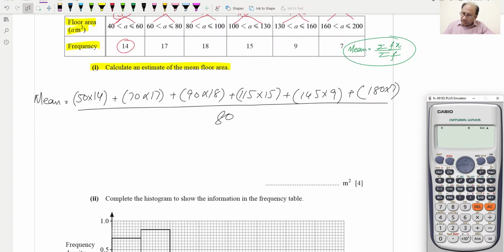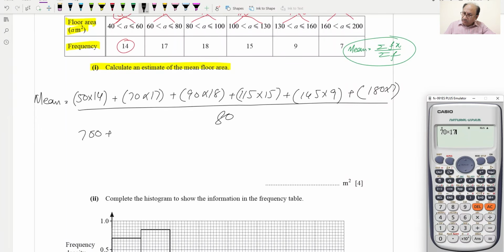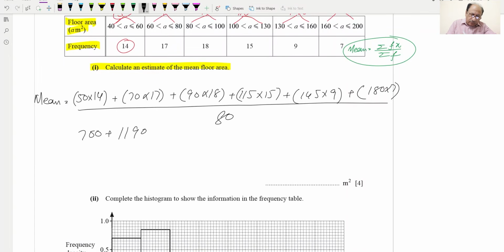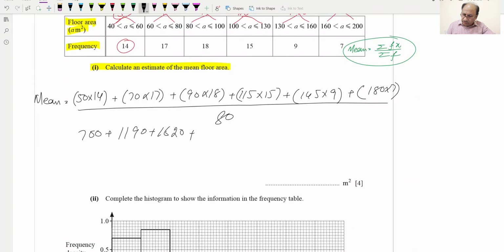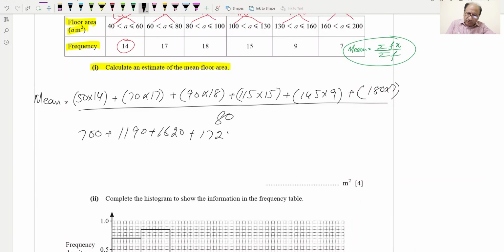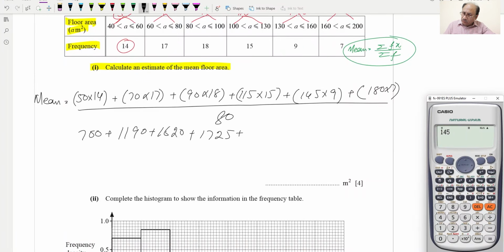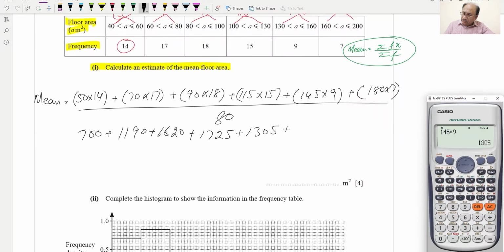Let us do it in steps. 50 multiplied by 14 is equal to 700, plus 70 multiplied by 17 is 1190, plus 90 multiplied by 18 is equal to 1620, plus 115 multiplied by 15 gives us 1725, plus 145 into 9 gives us 1305, plus 180 multiplied by 7 gives us 1260.